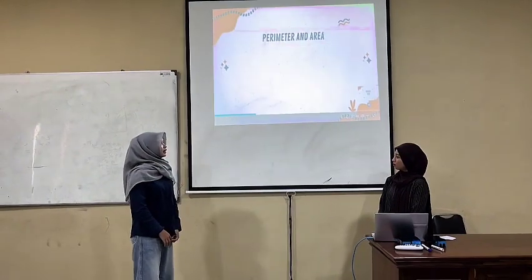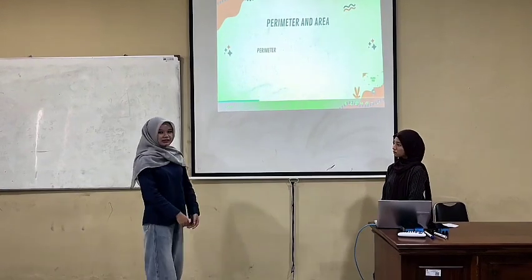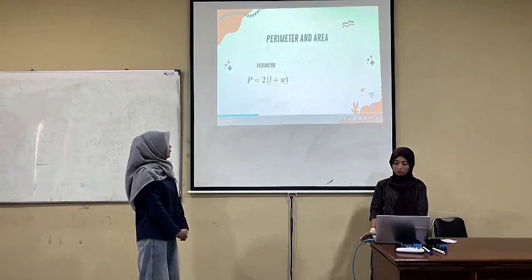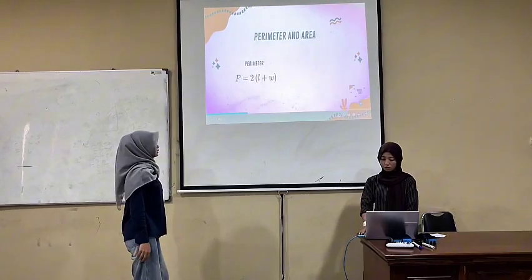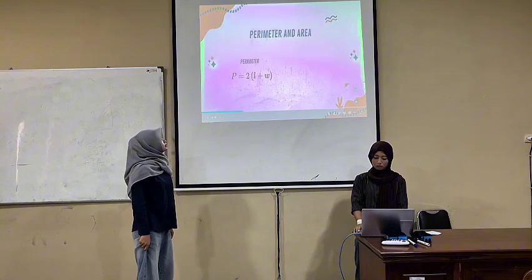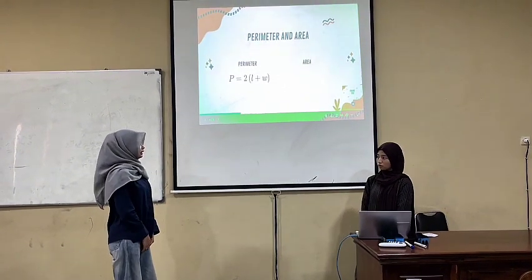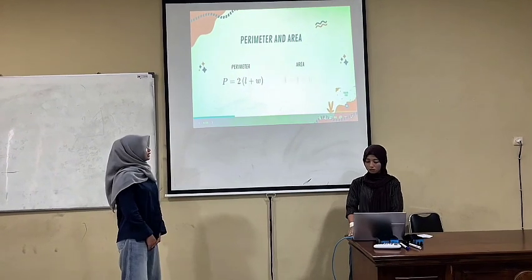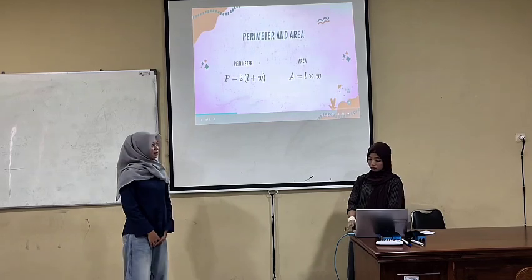Next, perimeter and area. First, perimeter. Perimeter is the total of all sides. The formula is P equals 2 times length plus width, in brackets. Next, area. Area is the space inside the shape. The formula is A equals length times width.